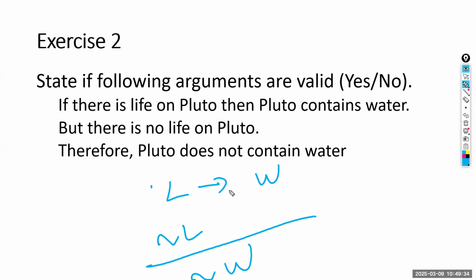Okay. Because we are not saying that L is the only reason for W. W can happen for any other reasons, but whenever L happens, W happens. But it doesn't mean that L is the only reason for W to happen. So therefore, just because L has not happened, you can't say W has not happened, because W can happen for any other reasons also, right?